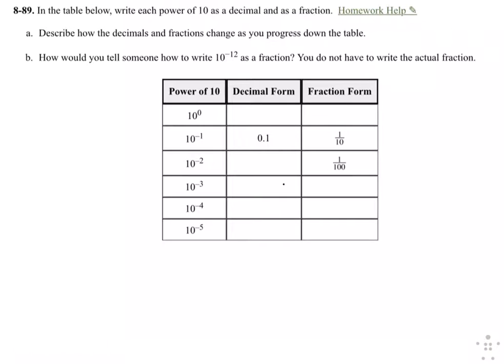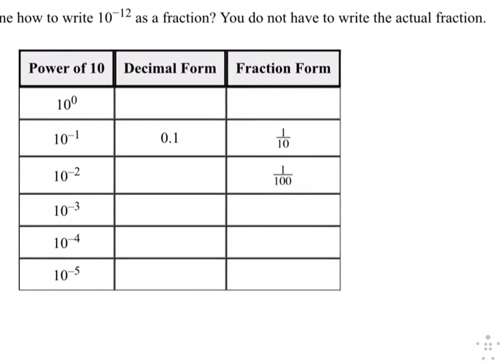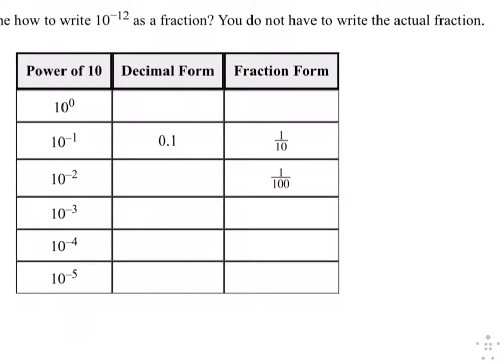Okay, so they want us to fill out this table for 889 and then see if we can figure out what's actually happening as we go down the table. And then as the second part it says, how would we write 10 to the negative 12th as a fraction? So let's make this table bigger first, and I'm going to make it so that I can fill it in, and let's figure this out.